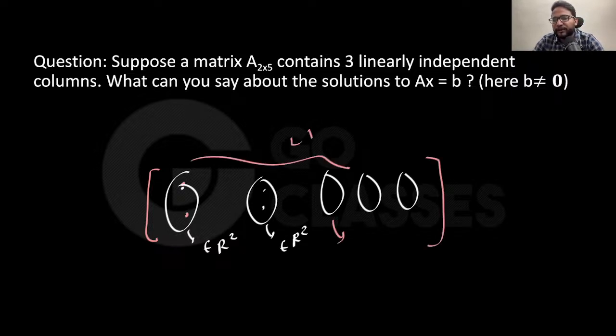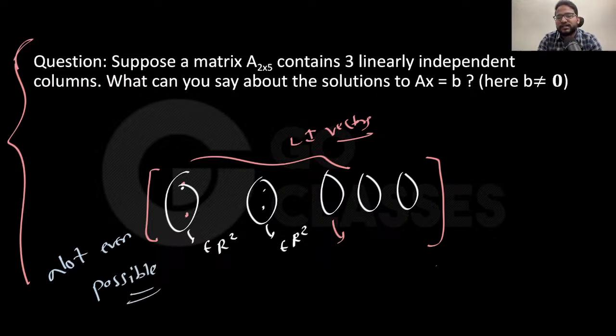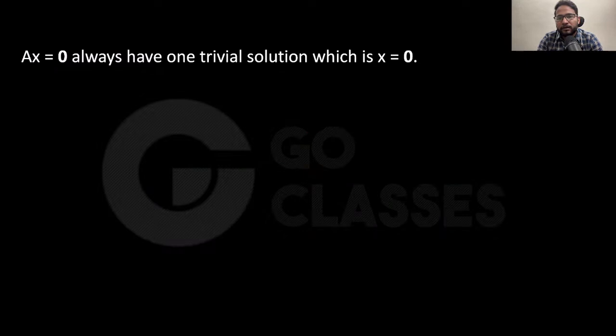Then can you even have 3 linearly independent vectors here? They are saying that they have 3 linearly independent vectors. It is not even a possibility. Actually, it's not a misprint. I made the question in such a way that it is not even possible, right? So not even possible. Hope everything is clear till now. Cool.